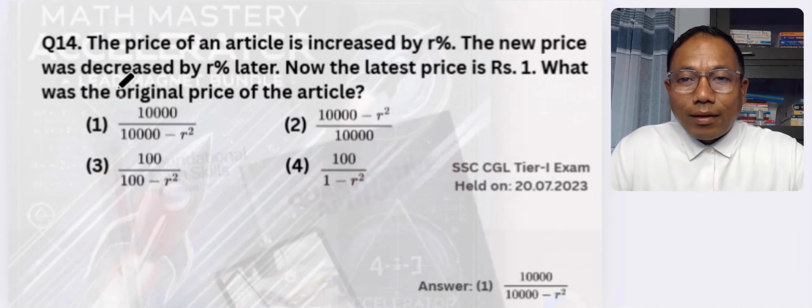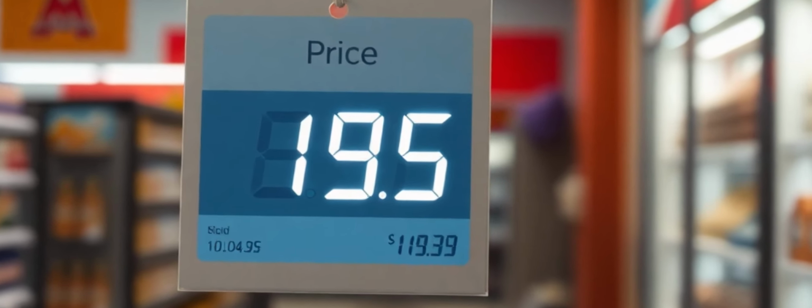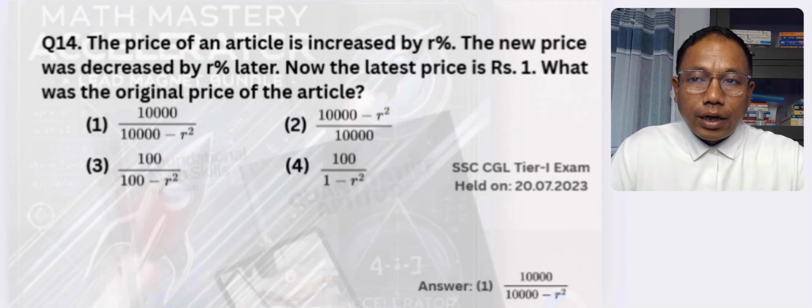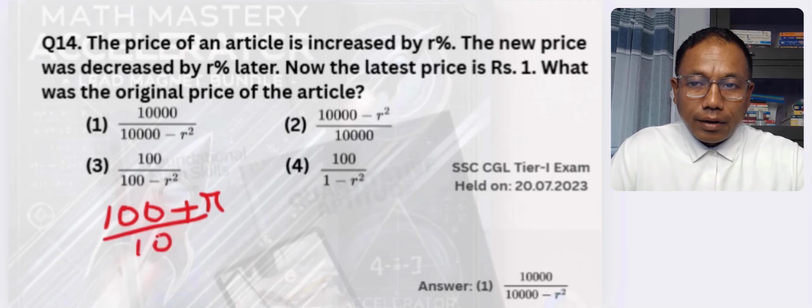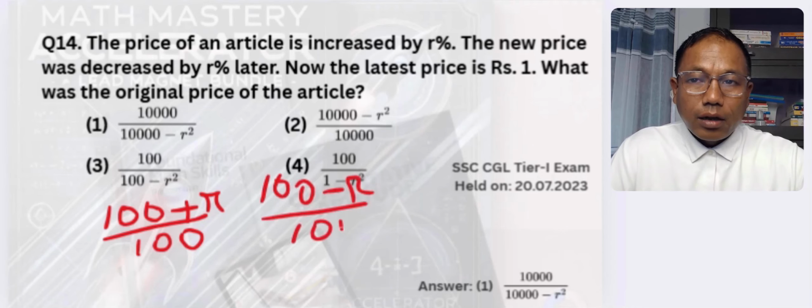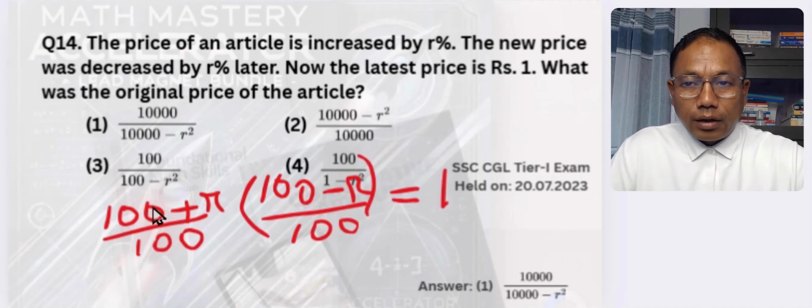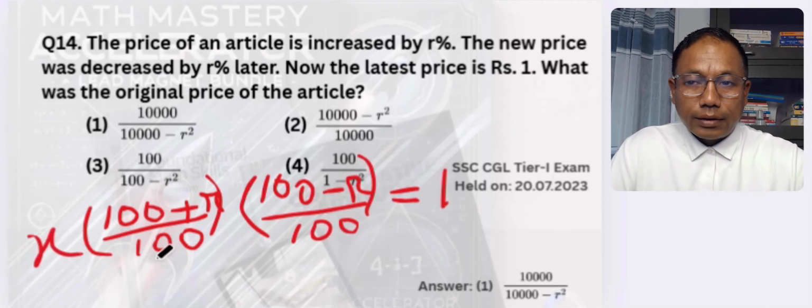Question number 14. The price of an article is increased by R%. R% increase means 100 plus R by 100. Then the new price was decreased by R% later. 100 minus R by 100. Now the later price, R is 1. This value is 1. What was the original price of the article? We don't know the original price. I'll call X the original price.